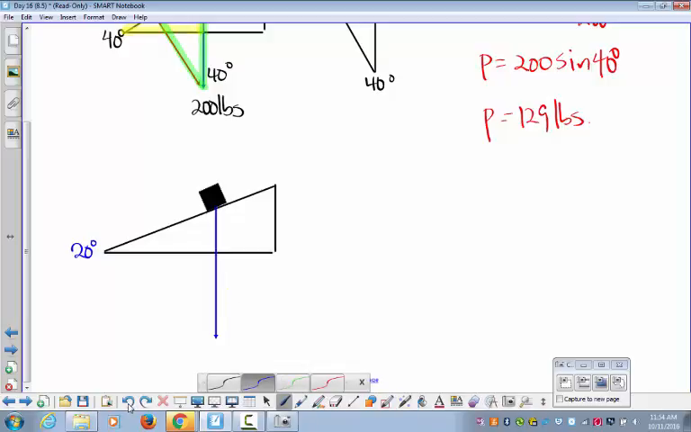So the question then is, if the block weighs 900 pounds, what force is necessary to keep the block from sliding? See if you can draw your force triangle. And see if you can figure out your magnitude of the component parallel to the ramp.